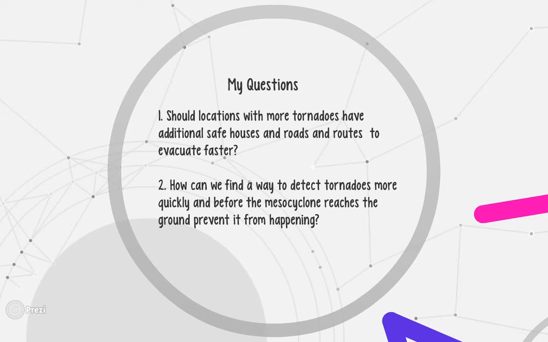My questions. Question 1. Should locations with more tornadoes have additional safe houses and roads and routes to evacuate faster? 2. How can we find a way to detect tornadoes more quickly and before the mesocyclone reaches the ground, preventing it from happening?